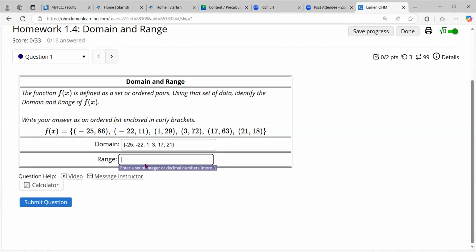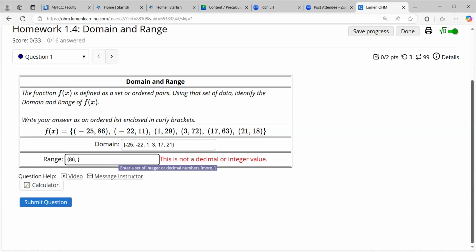What about the range, guys? Do not forget to put the set of braces. And in the range, we are going to have all the second components, right? Isn't this the same as the very beginning of the semester? How do we find the domain and range for a relation? Same thing. Second component: the first pair's second component is 86.